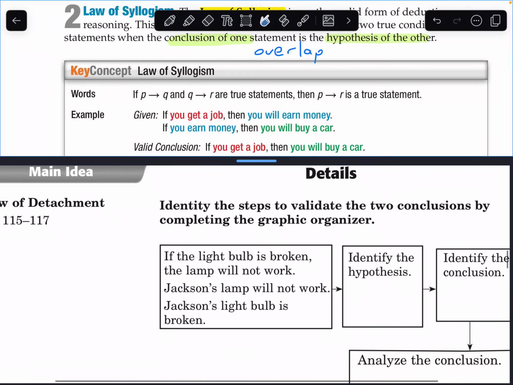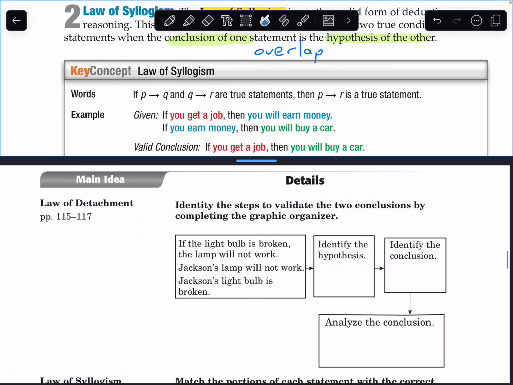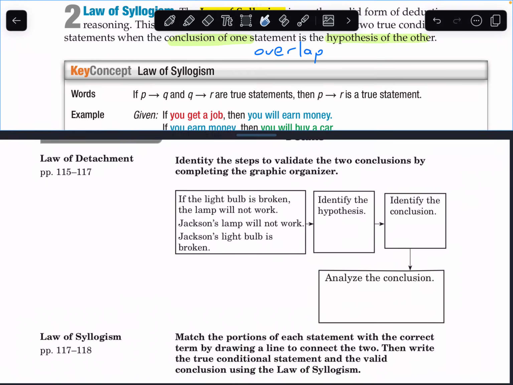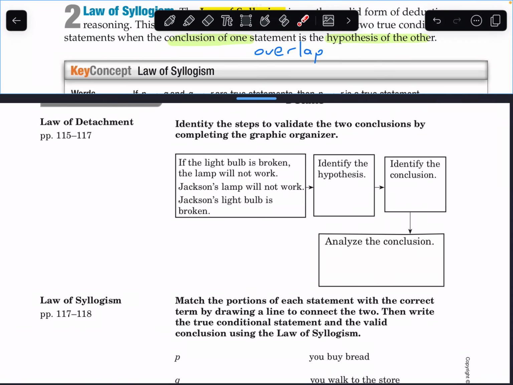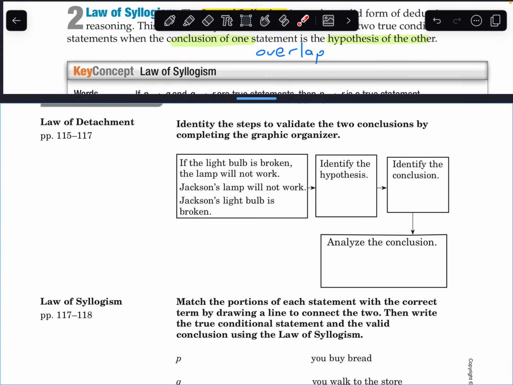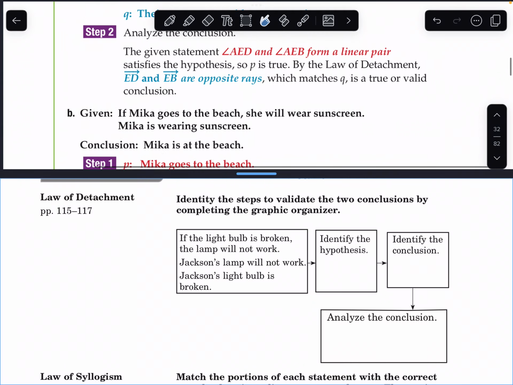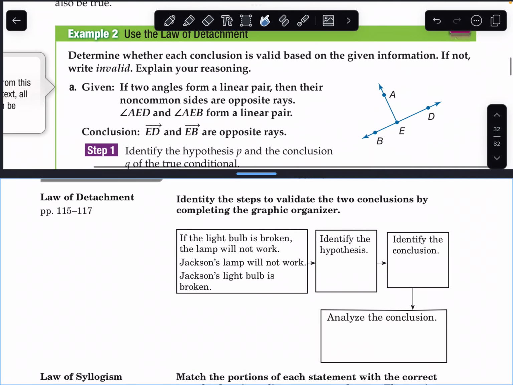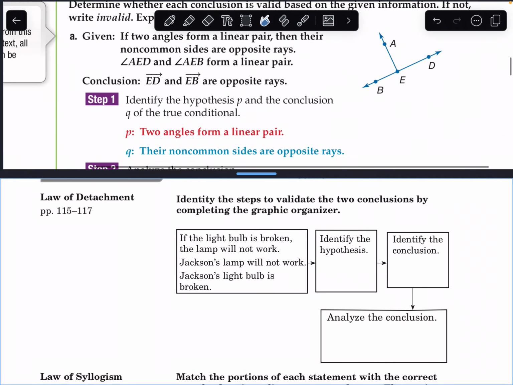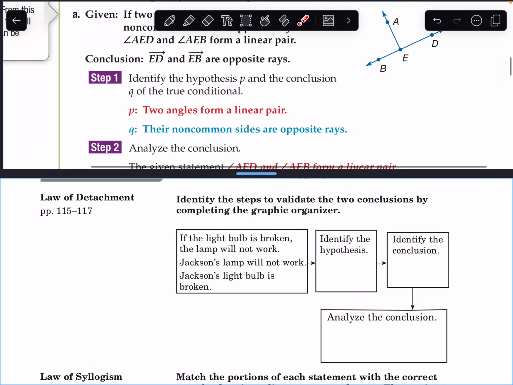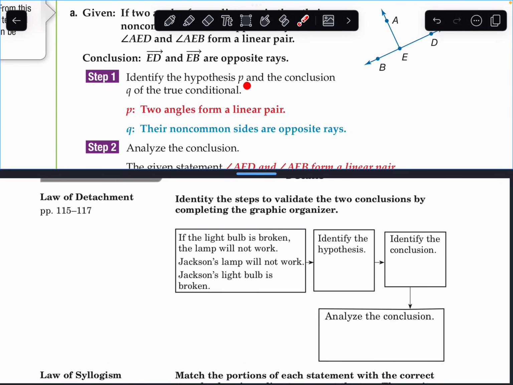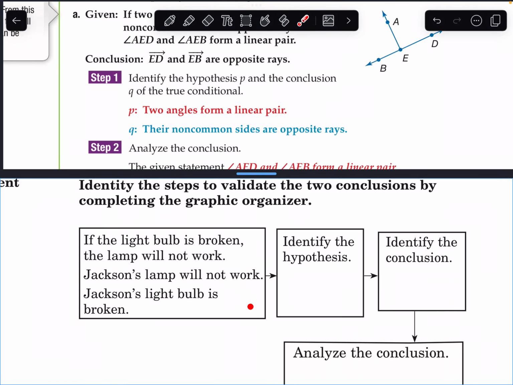So let's go on to the main idea organizers here. First up, we have law of detachment. Let's identify the steps to validate two conclusions by completing the graphic organizer. And here I will actually go back to one of the examples because they list out those steps. Using the law of detachment, step 1, identify the hypothesis P and the conclusion Q of the true conditional. So here is my setup.